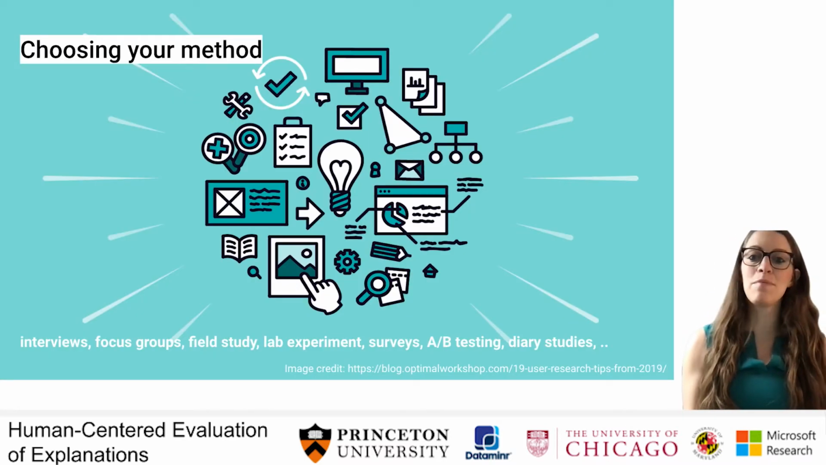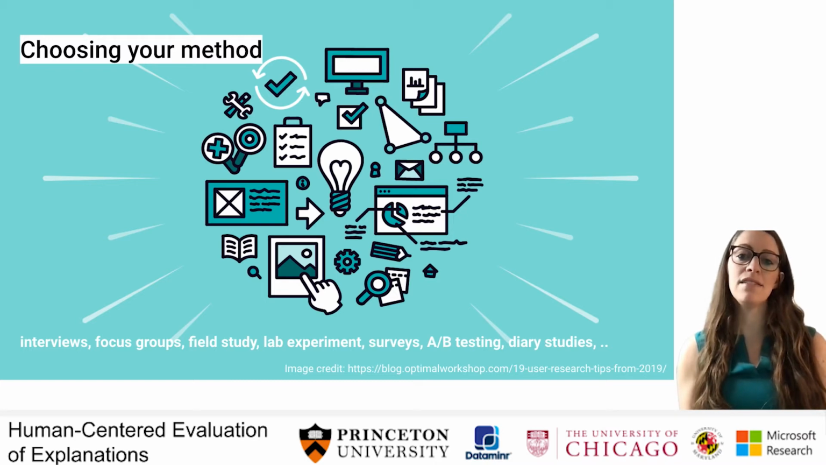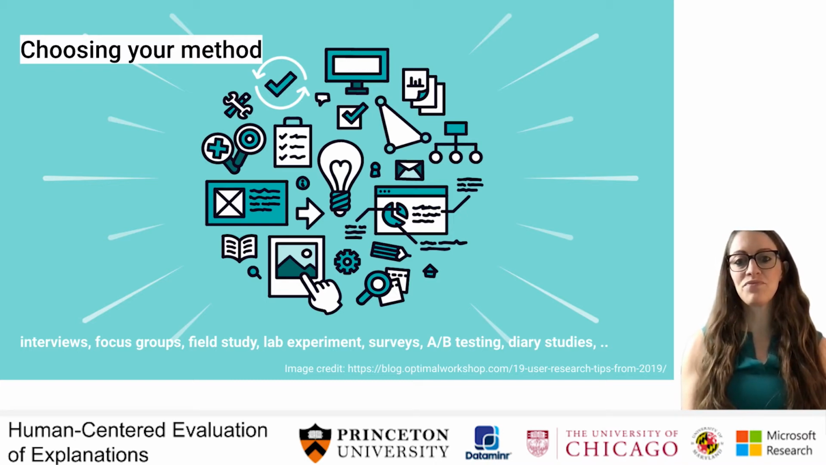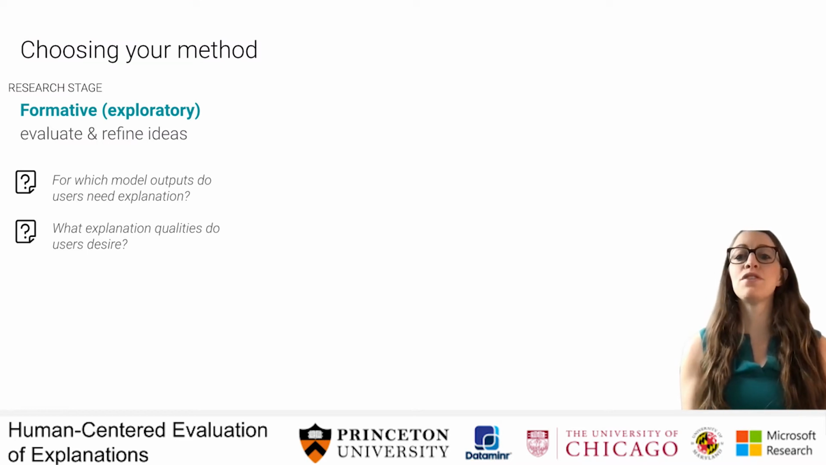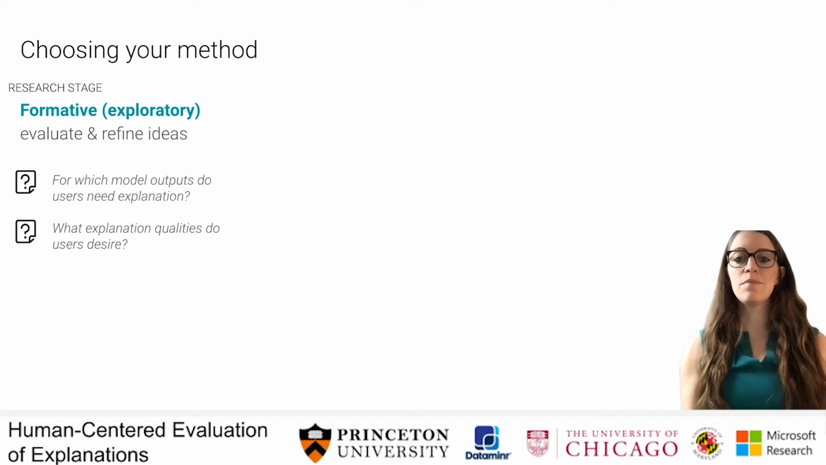There are many different experimental methods to choose from, including interviews, lab experiments, and surveys, and the right method depends on where you are in the research process and the questions you're trying to answer. So in system design, research can be either formative or summative. Formative or exploratory research is used to understand user needs, evaluate, and refine ideas. Formative research is appropriate for early stage research, looking to understand things like, for which model outputs do users need explanation, or generally, what explanation qualities do users desire? Here you might use interviews or surveys to gather open-ended insights.